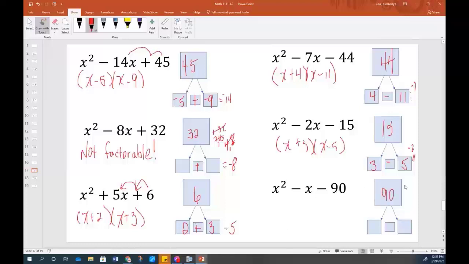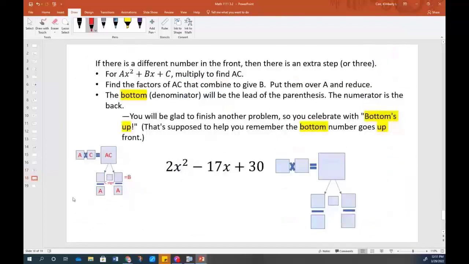Multiplies to 90 but subtracts to negative 1. 9 minus 10. 9 times 10 is 90. 9 minus 10 is negative 1. So I have x plus 9 and x minus 10. So besides the ones that all have that leading coefficient of 1, they just start with a plain x squared.